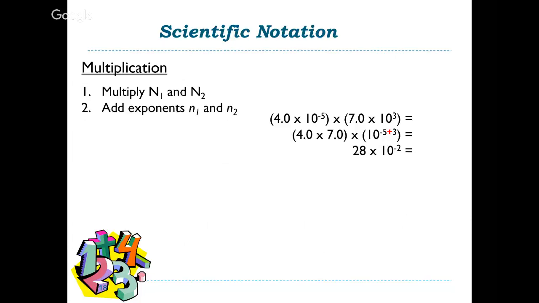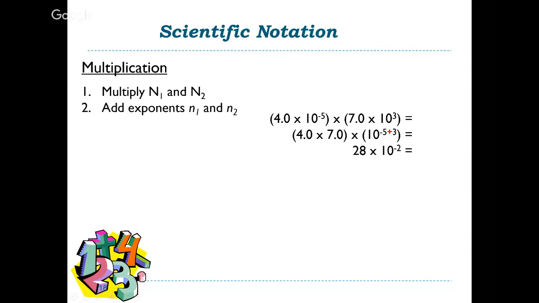So sig fig rules tells me 2 sig figs here, 2 sig figs here, right? Because these zeros matter. They are to the right of a number, to the right of a decimal point. So that means my final answer can only have 2 sig figs. So it's simply 28 times 10 to the -2.